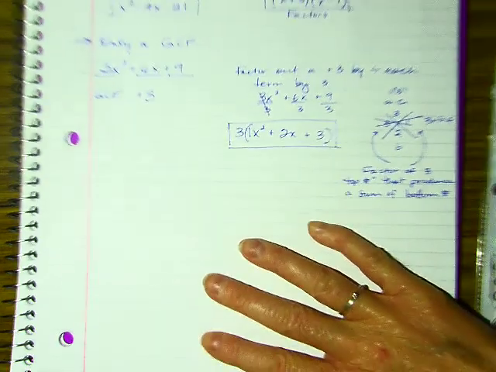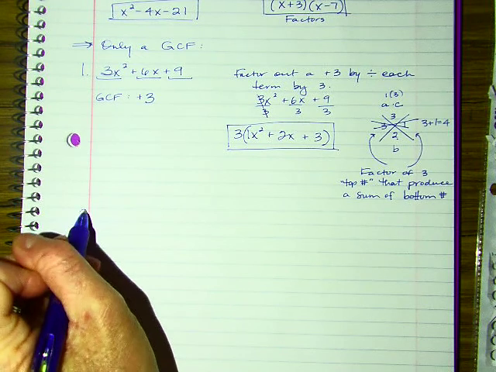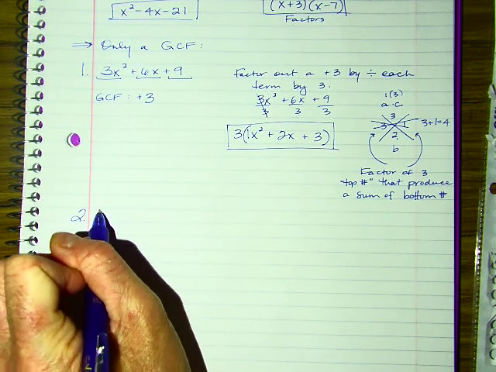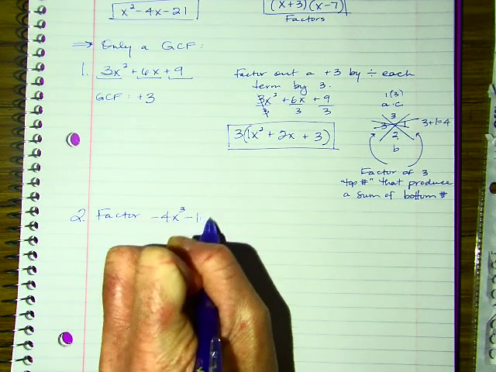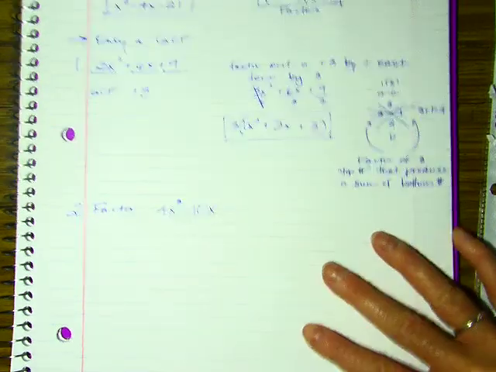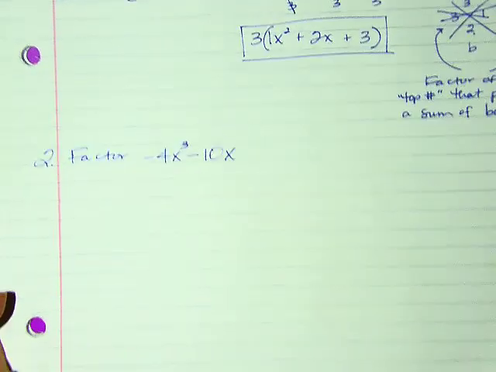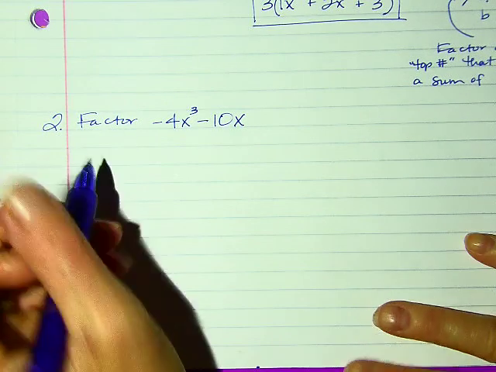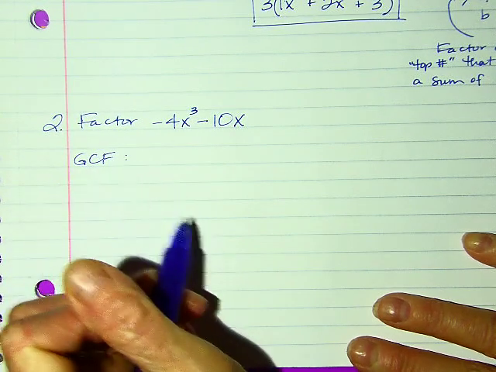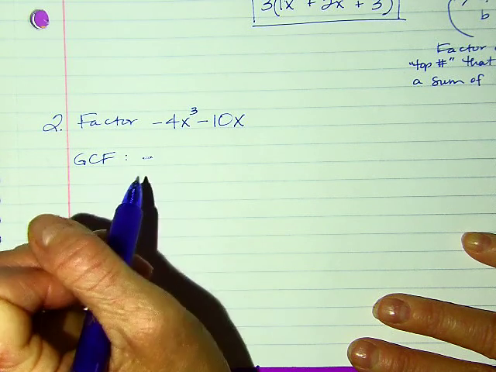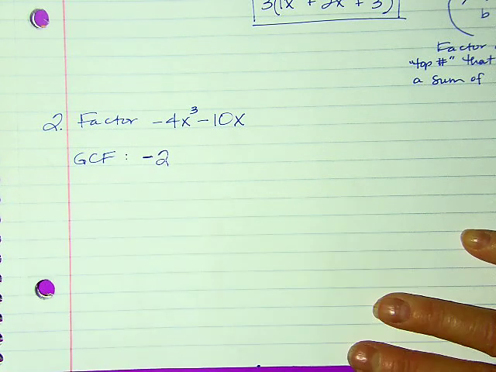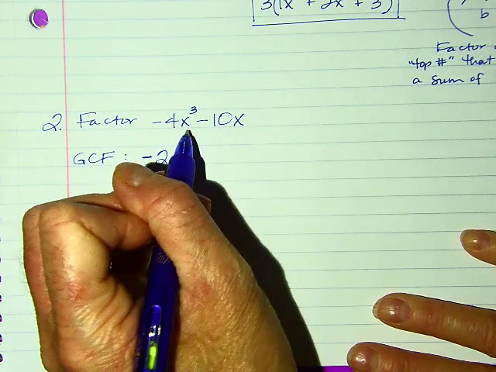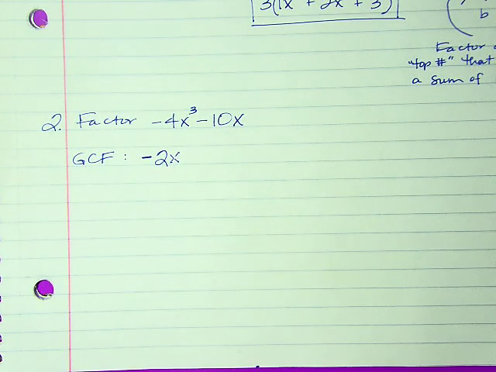So I'm going to do another one where I can only take out the GCF. So number 2, factor negative 4x cubed minus 10x. There's a little bit of a glare, and I apologize. I'm going to look for a GCF. Now the first thing I notice is that they're both negative. And the second thing I notice is 4 and 10 are both divisible by 2. 4 doesn't go into 10, so I can't do anything greater than 2. And I also notice they both have an x. So my GCF is negative 2x.